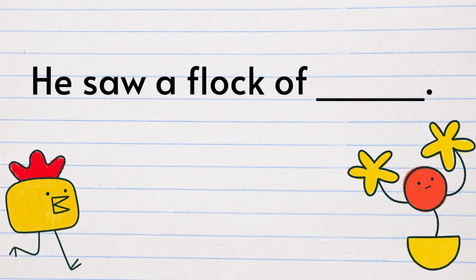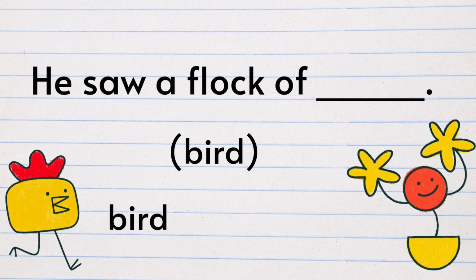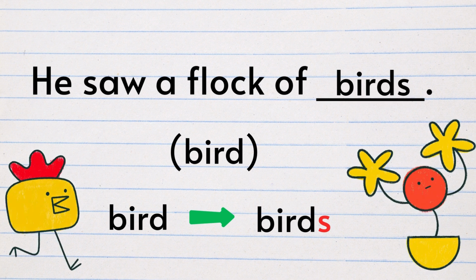Now, let's look at this one. He saw a flock of. What's the plural of bird? That's right. Birds. So, the sentence is, he saw a flock of birds. Nice work!